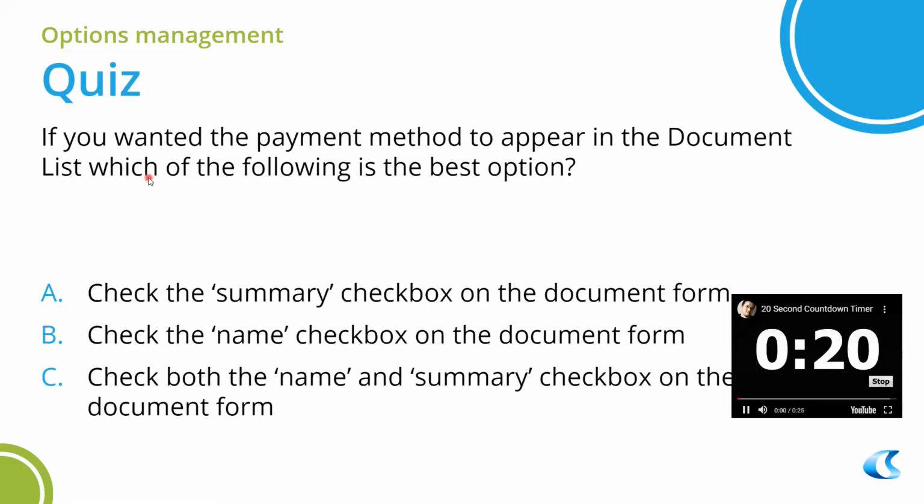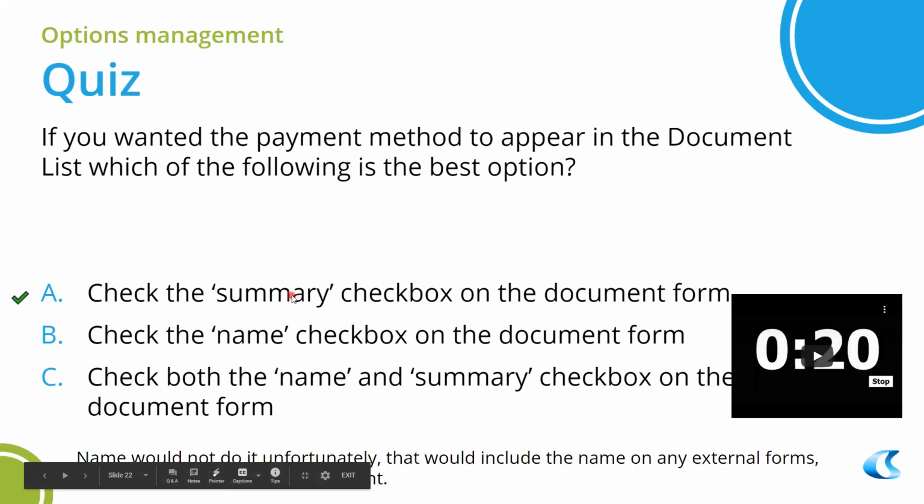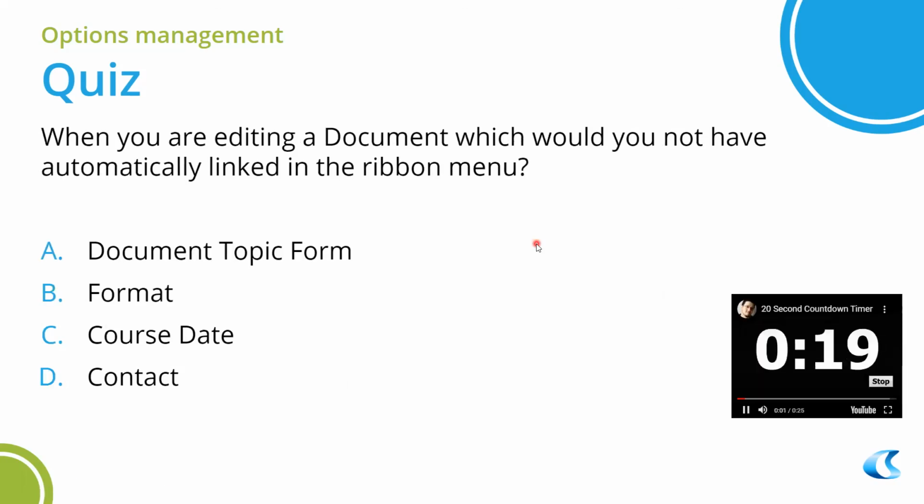Now, if you wanted the payment method to appear in the document list, which of the following is the best option? Should you check the summary checkbox on the document form? Should you check the name checkbox on the document form? Or should you check both the name and the summary checkbox on the document form? Summary? Yeah, summary, that's right. So you click on summary and then it's going to appear on that form, which is kind of helpful. Basically, when you check summary, it's going to show all the information.